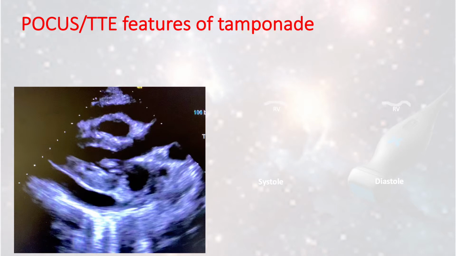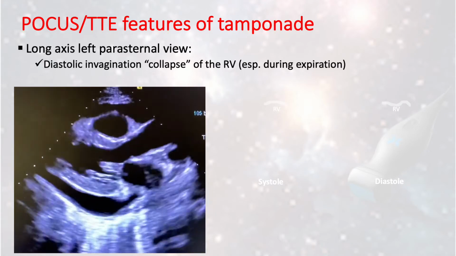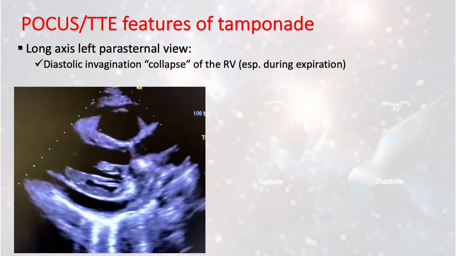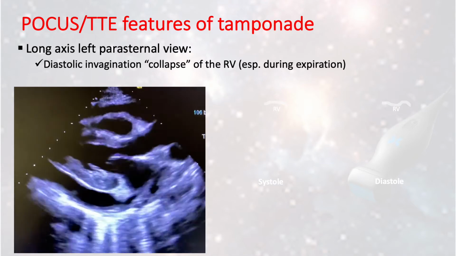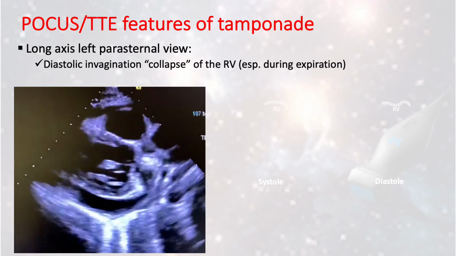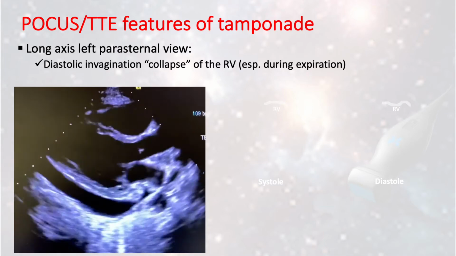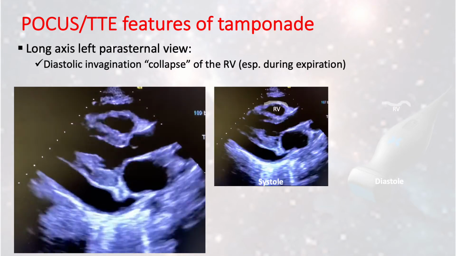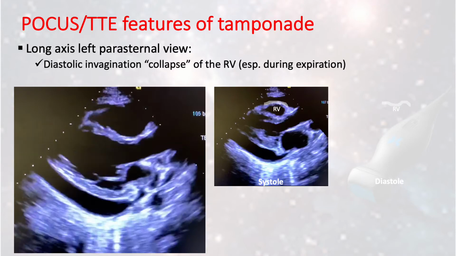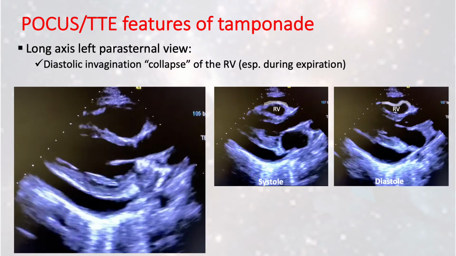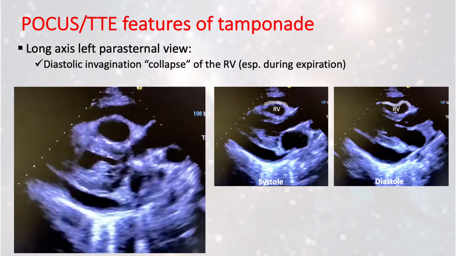Second is invagination of the right atrium or right ventricle during diastole. So this is a long axis left parasternal view of the SLE patient admitted to one of the teaching services a few days ago, the case that we discussed in the morning report. In systole, you can see the nice round anterior wall of the right ventricle, which becomes clearly indented or invaginated during diastole due to the lower pressure during diastole.